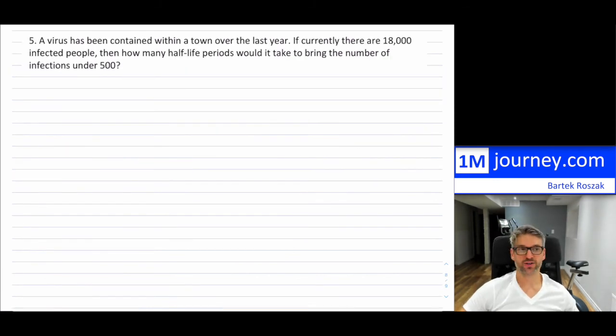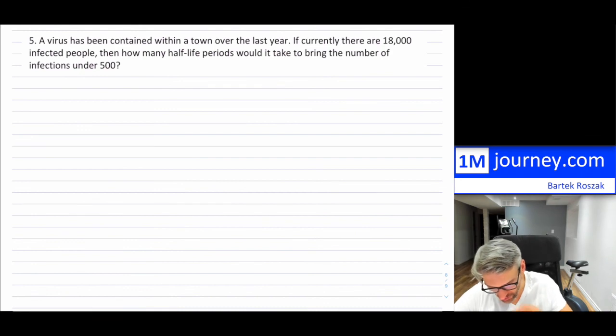Okay, last question on this test. A virus has been contained within a town over the last year. If currently there are 18,000 infected people, then how many half-life periods would it take to bring the number of infections under 500? Okay, so half-life is a decaying exponential problem. It's exponential decay, where the rate is 50% because it's half-life.